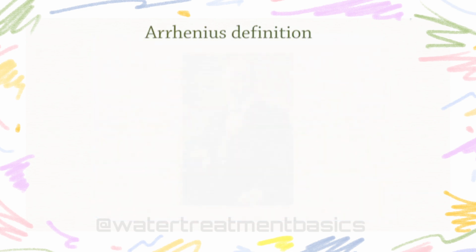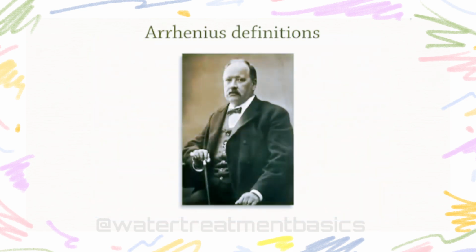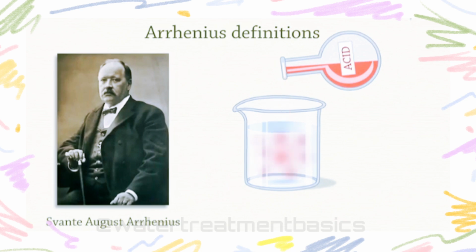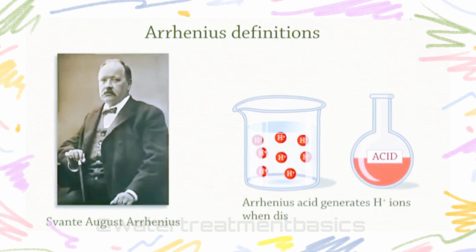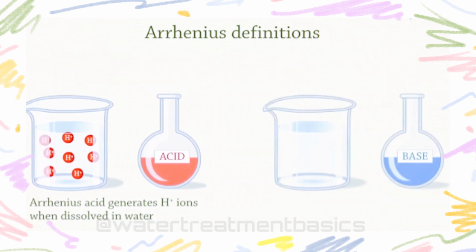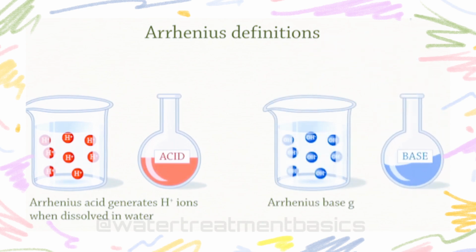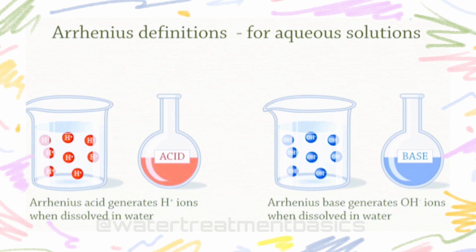An Arrhenius acid, named after a Swedish scientist, Svante August Arrhenius, is a substance that generates H+ ions when dissolved in water. Bases, when dissolved in water, generate OH- ions. We use the Arrhenius definition when dealing with aqueous solutions of substances.